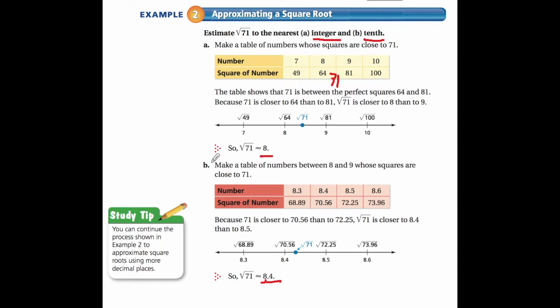Study tip: you can continue the process shown in example 2 to approximate the square root using more decimal places. So you could use this method to just keep going on and on and on, but all we have to do right now is just go to the tenth. So take a minute, pause, copy this whole thing down.